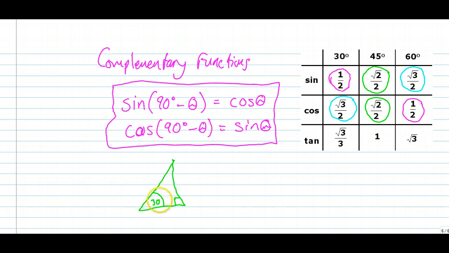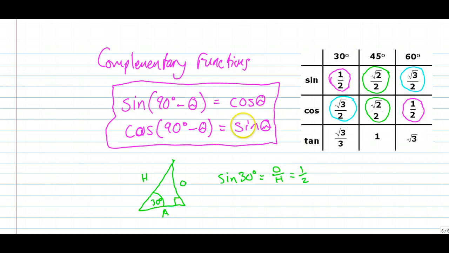And let's put an angle of 30 degrees there. Now, if this is the hypotenuse, of course this is the opposite from the angle and this is the adjacent. If we do sine of 30 degrees, then of course we're talking about the opposite over the hypotenuse. So we'd be referring to this side over here. And sine of 30 degrees, according to our table, is going to equal a half.